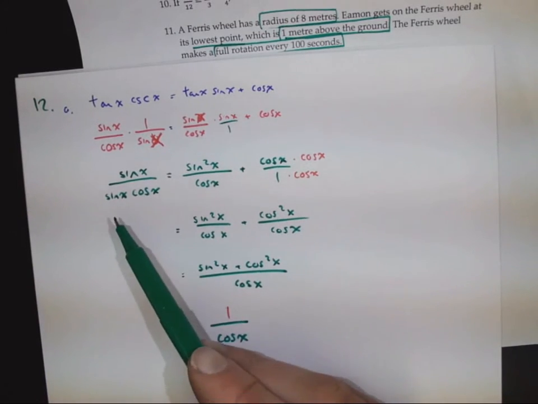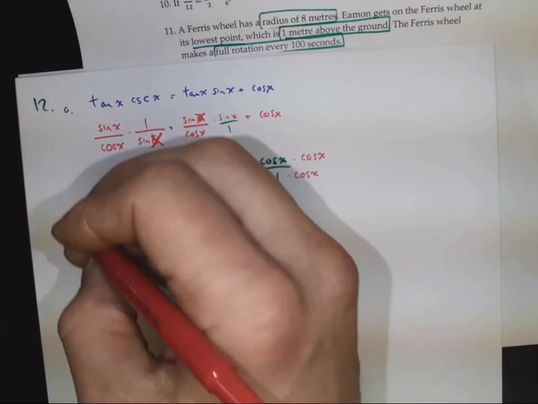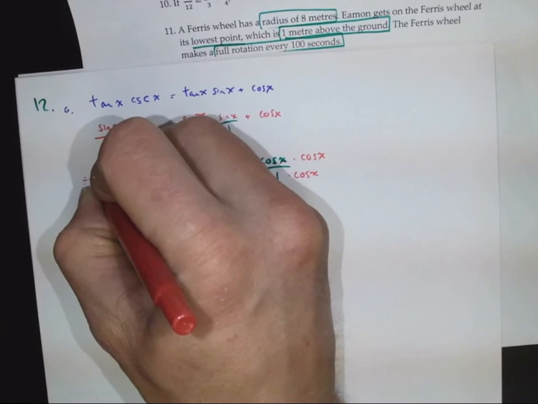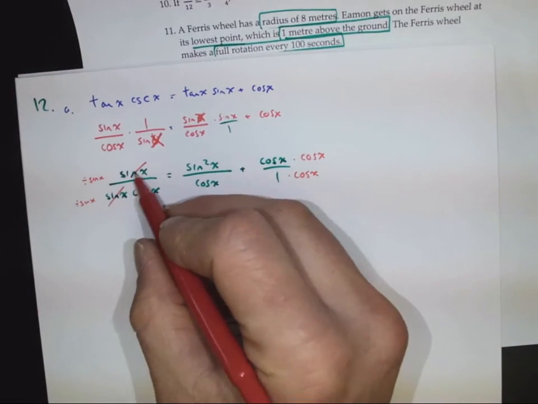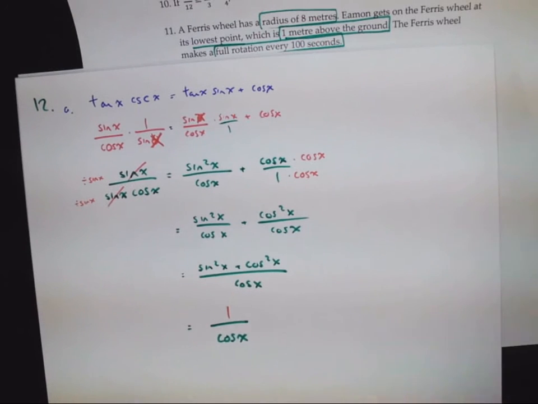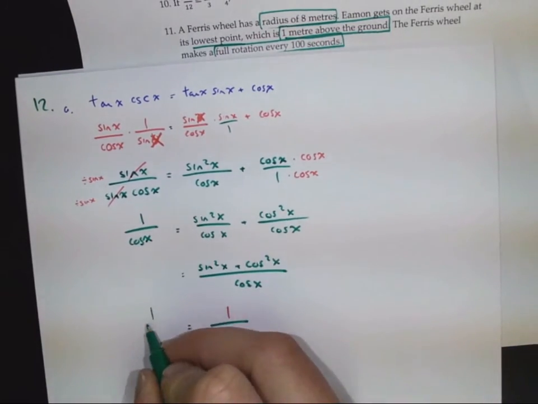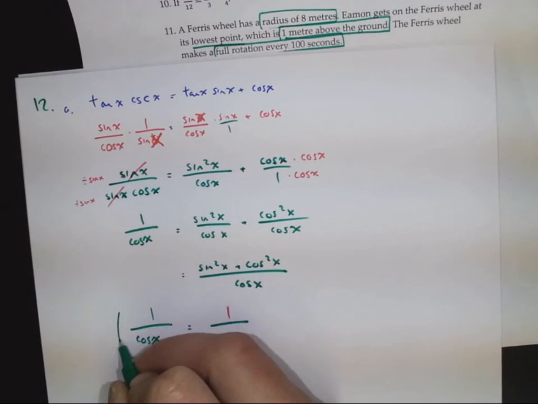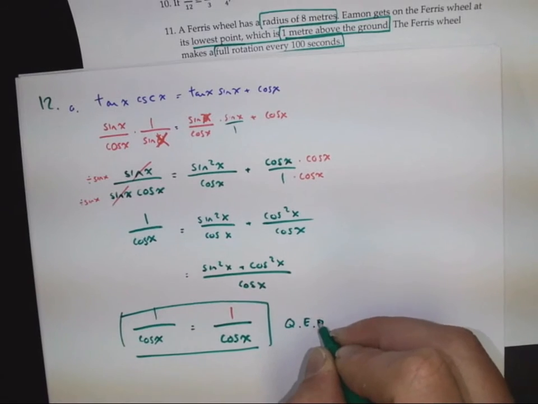However, I look on the left-hand side and I say, oh, I actually noticed the sine x's can cancel out. I can divide the top by sine x, and I can divide the bottom by sine x. When I do that, they cancel out. And we end up with 1 over cosine x. And that's it. We're done. QED.